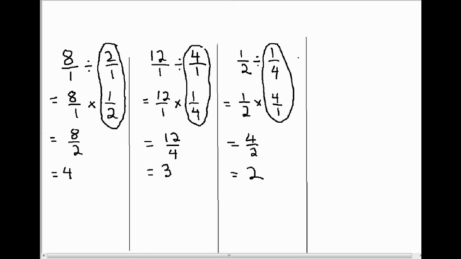And there's a term that we use for flipping a fraction, and it's called a reciprocal. So all of these examples here, 2 over 1 changing to 1 over 2, 4 over 1 changing to 1 over 4, and 1 over 4 changing to 4 over 1, those are all examples of reciprocals.